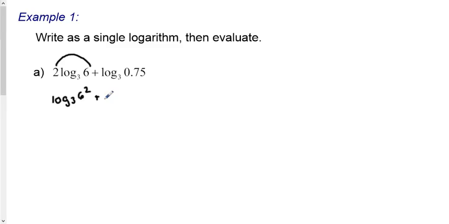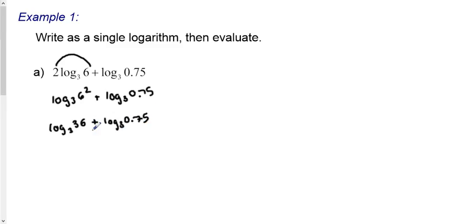And to that, I'm going to be adding log base 3 of 0.75. So since I can evaluate 6 squared, I'm going to do that now. I'm going to say log base 3 of 36 plus log base 3 of 0.75.